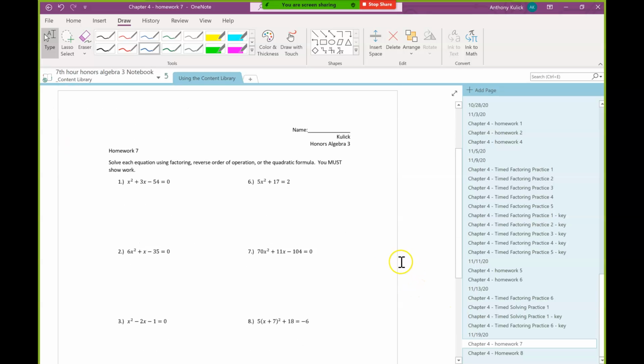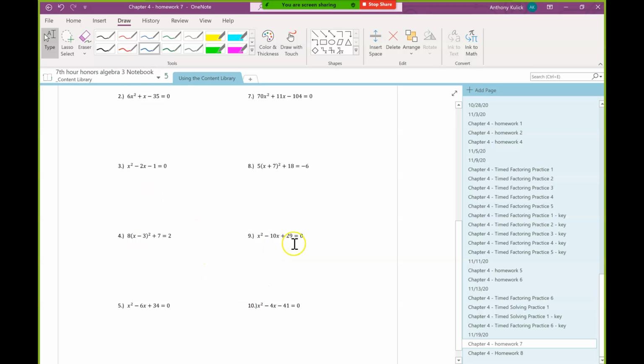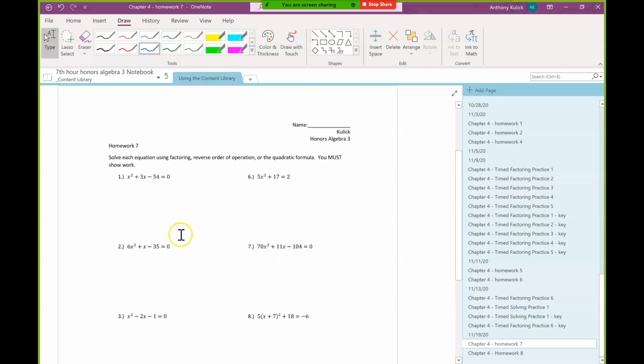So homework 7 is just another solving assignment. I have just a variety of problems that I'm asking you to solve. Keeping in mind here, now that we have that quadratic program, the directions here say you must show your work. So you can certainly use your calculator program to check things, and I fully encourage you to do that. But you need to show some work as to how you're getting your answer. So even if you're using your calculator program, you should at least fill in the numbers to the quadratic formula before you write your answer.